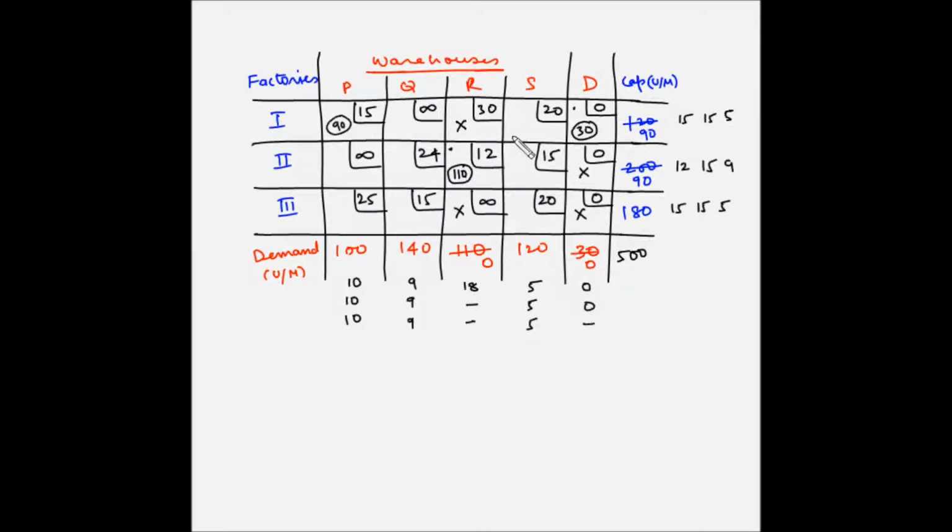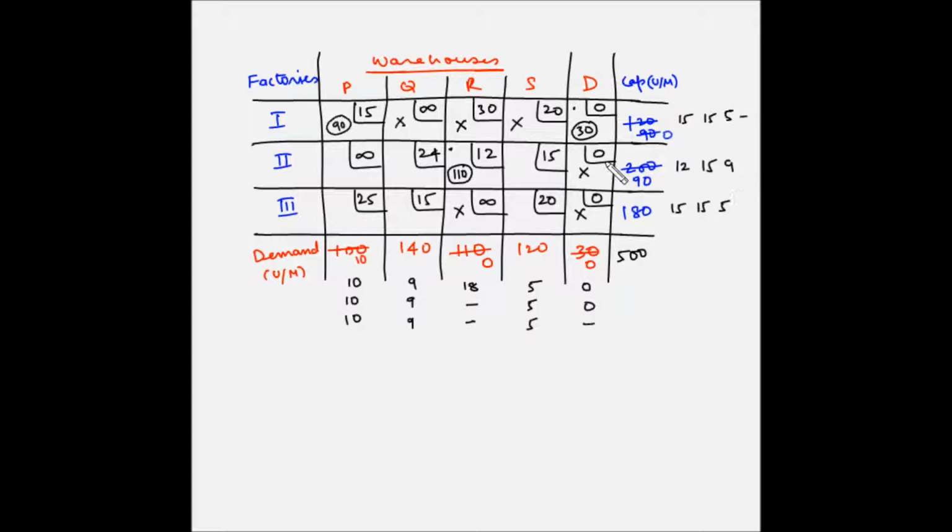So with this allocation, the entire supply has now been exhausted. So the remaining supply capacity is 0. And the remaining demand at P becomes 100 minus 90, which is 10. Now since the entire supply capacity at factory 1 has been exhausted, let's cross off the remaining boxes, indicating that they are no longer available for allocation. Now let's redetermine the row and column differences. So the first row is now completely allocated, so we can skip it.